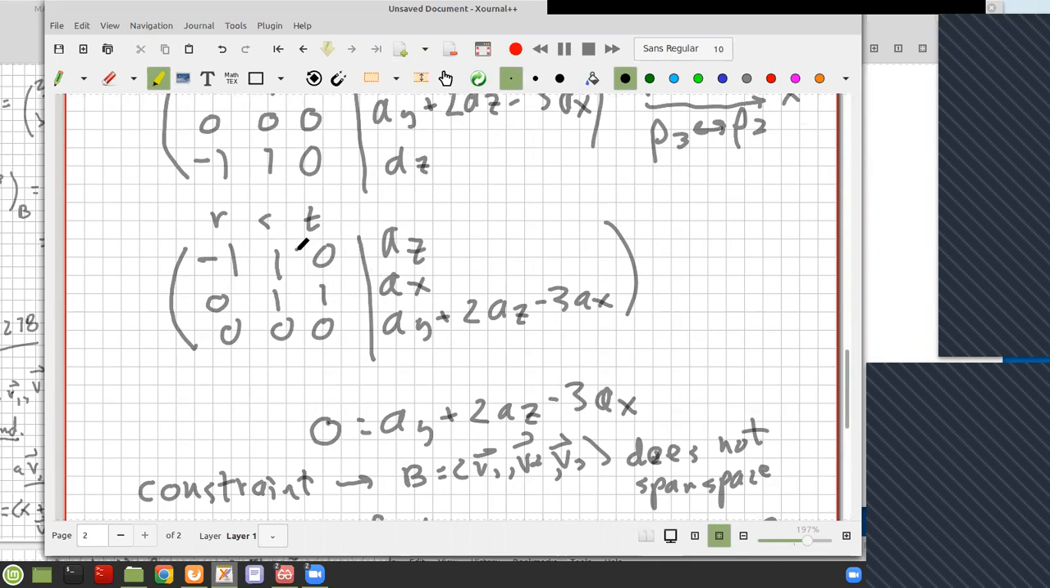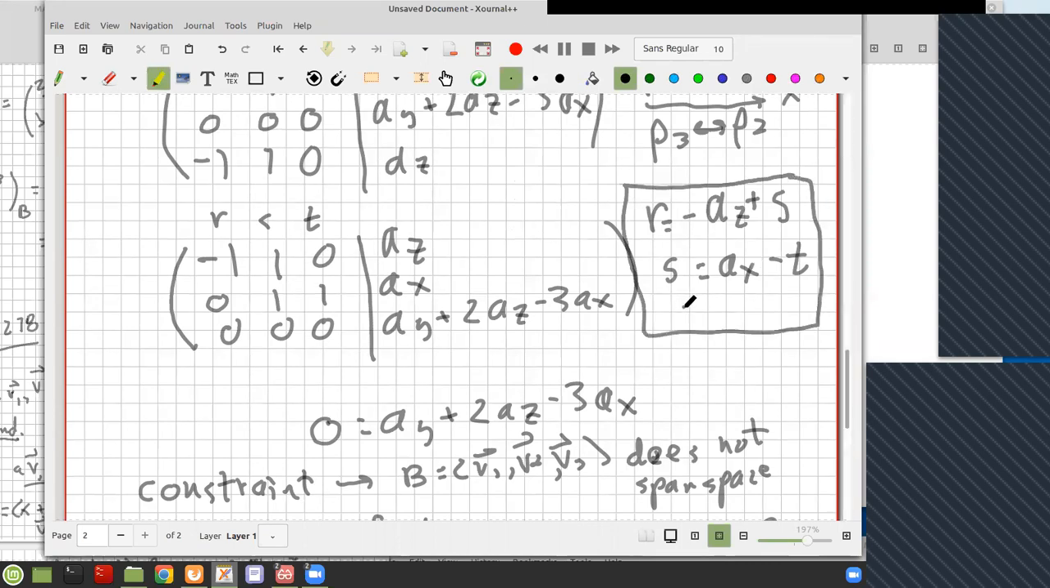Now, what's going to happen here is t is a free variable, and I could solve for s. For example, s is going to equal ax minus t, and r is going to equal az minus s. Well, we want minus this plus this, so r is going to equal minus this plus this. So here's sort of our basic solution. Here's the way we would solve this. We'd say, well, we have these three equations, and we want to choose.